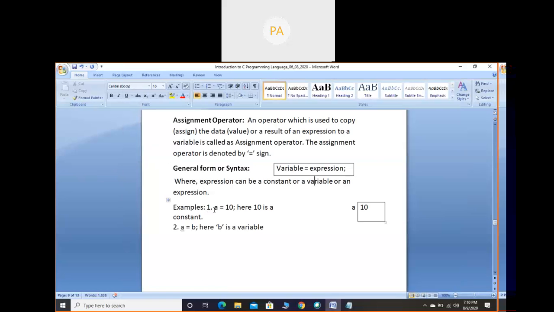First one, a is equals to 10. So again I will tell, here it is not LHS equal to RHS. We have not proved here LHS equal to RHS, or we are not comparing LHS and RHS. So what happens is, see here 10 is a constant. So this value 10 will be copied into variable A. So this is the memory representation. You just look at the right side of this Word document. This is the memory representation.